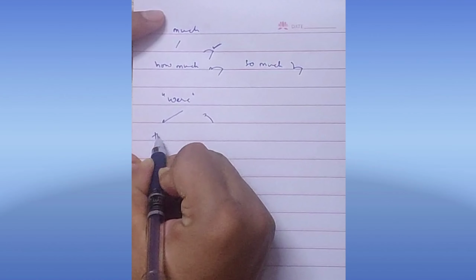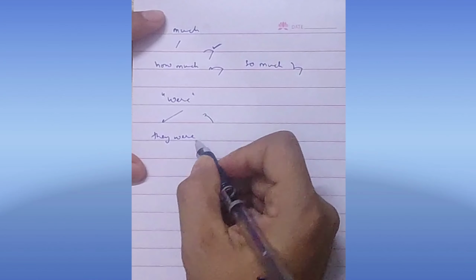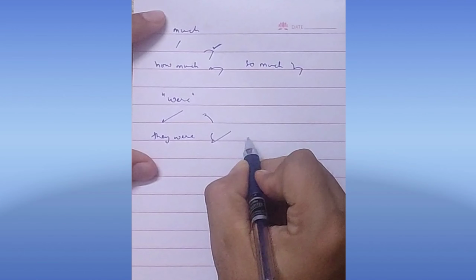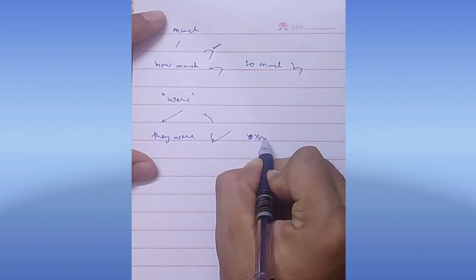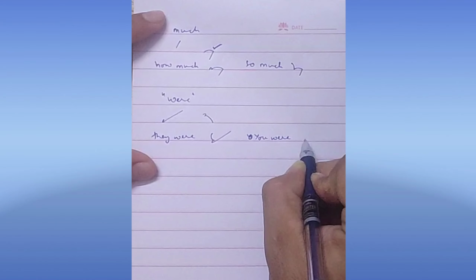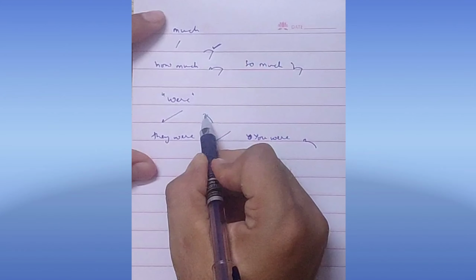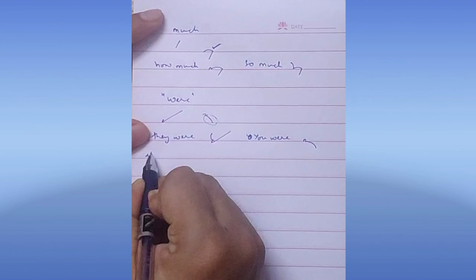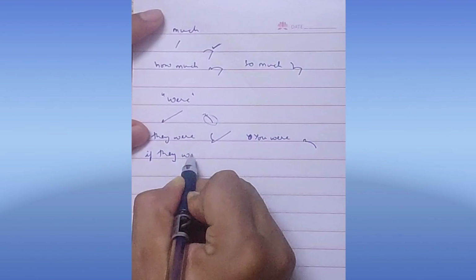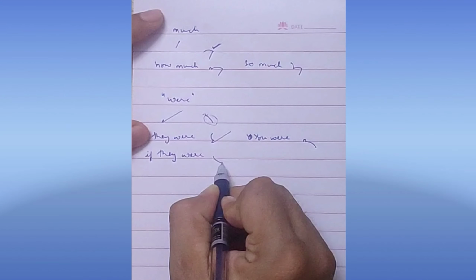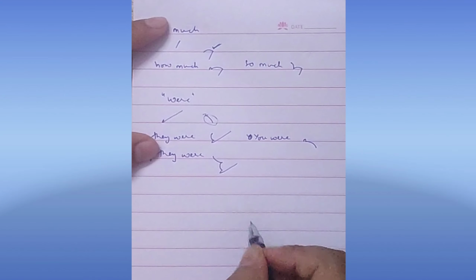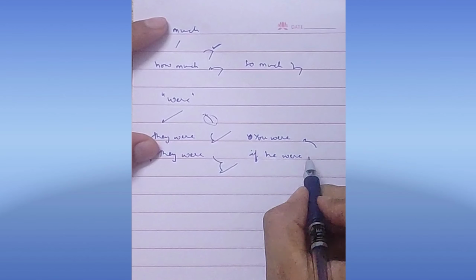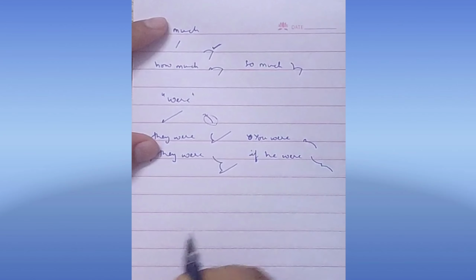In order to write "they were", we write like this: they were. But if we write "you were", we write like this: you were. These are "if they were", "if he were".